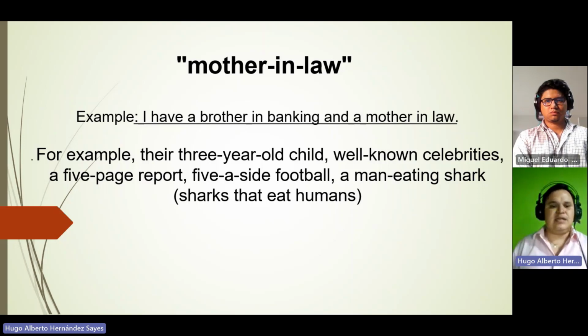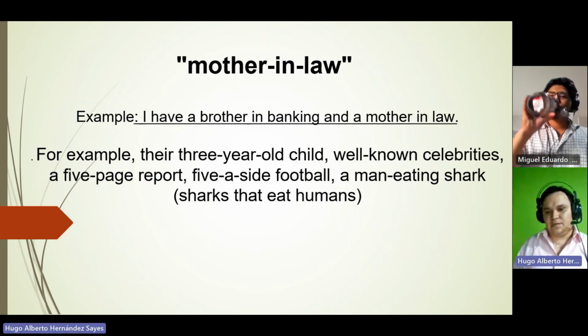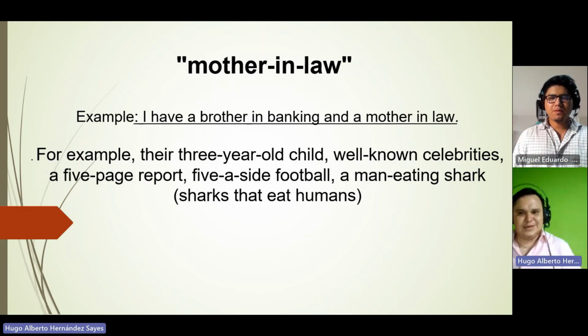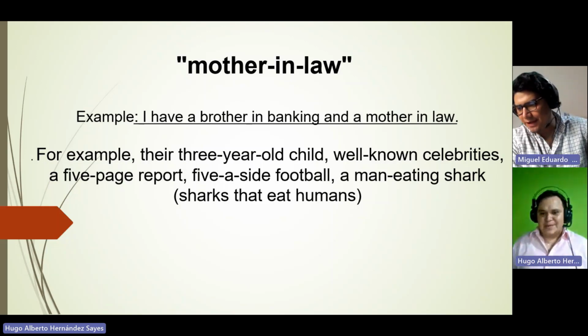Well-known celebrities, a five-page report, we can say a report that has five pages. So instead of saying pages, you omit the suffix s and we say five-page report. Five-a-side football, a man-eating shark. And I would like to focus on the last example, Miguel, because this really helps to understand this topic.